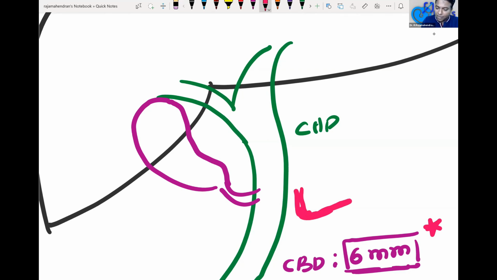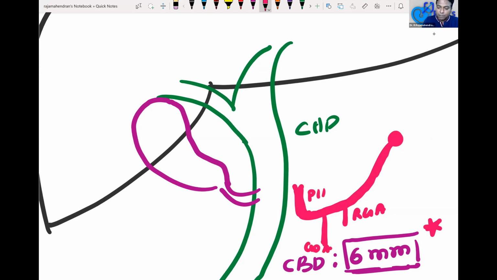This is the common hepatic artery coming from the celiac trunk. I'm not drawing the other anatomy. And this is the gastroduodenal artery. This is the right gastric artery. So these are the branches from the common hepatic artery.